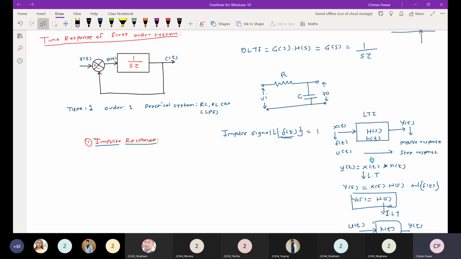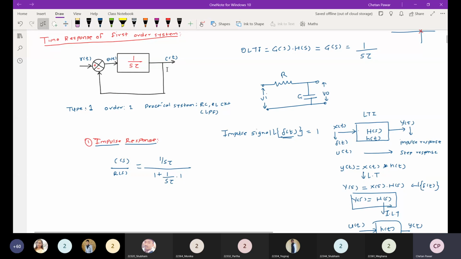Now you consider this system and find out the transfer function of this system, C of S upon R of S. Now you tell me what is the transfer function of this system? Anyone? One upon one plus 1 by S tau, into 1. Okay.